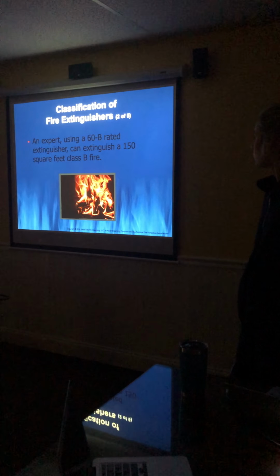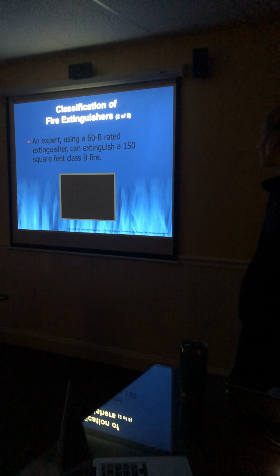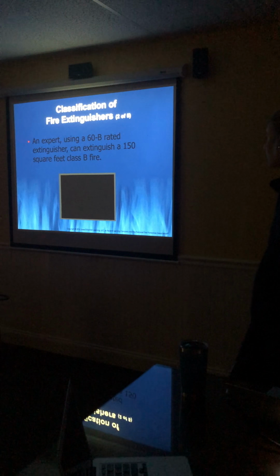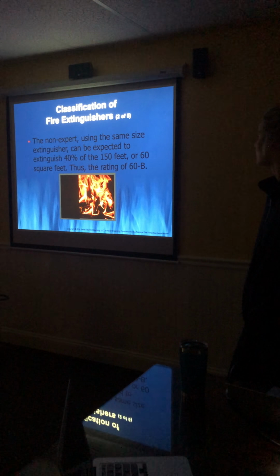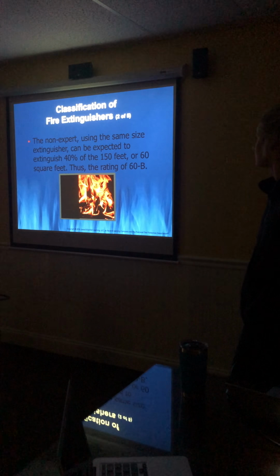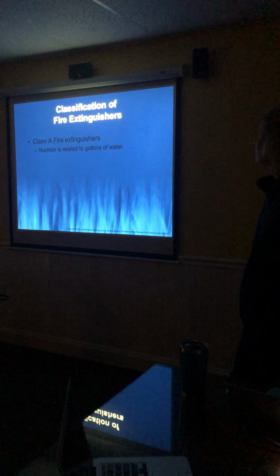Here's kind of an example. An expert using a rated 60B extinguisher can extinguish 150 square feet of a Class B fire. The non-expert using the same extinguisher is expected to extinguish 40% of that.